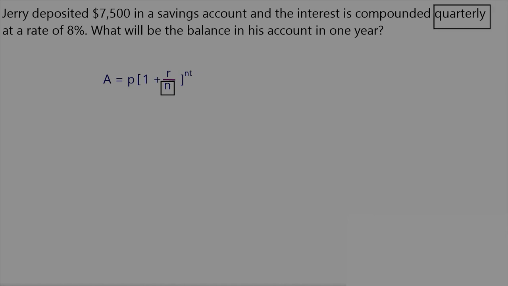A quarter is 1/4, so we want to divide the interest rate into 4. So the letter N represents the number of times per year the interest will be compounded. The formula is raised to N times T, which means we want to multiply 4 by the time T.